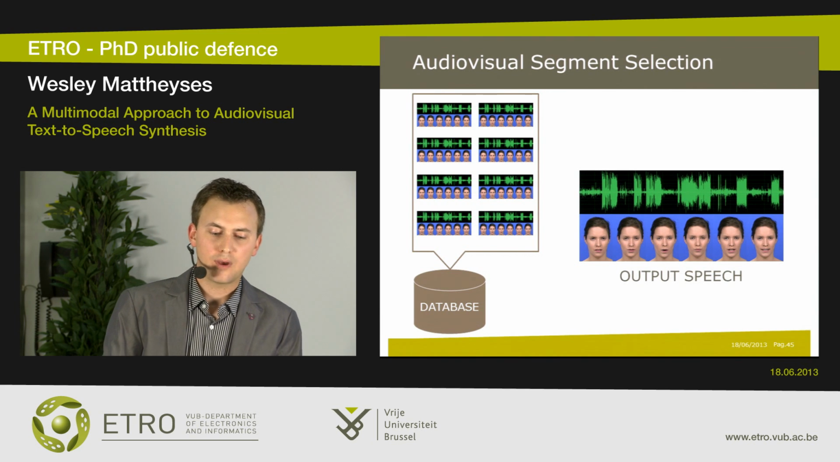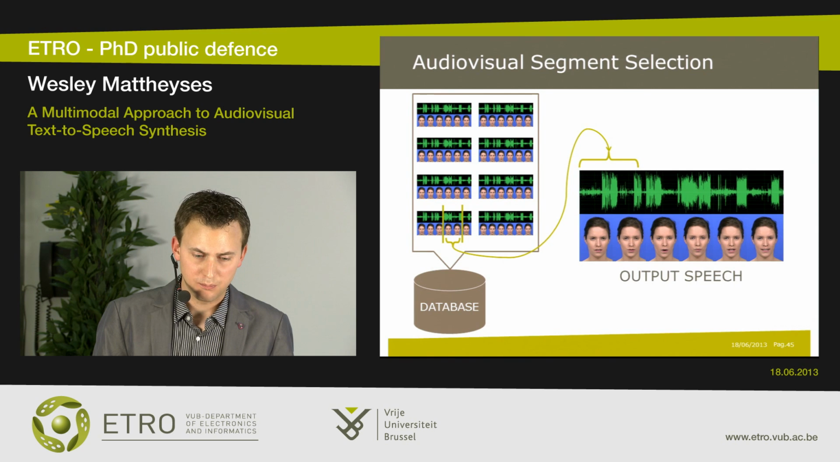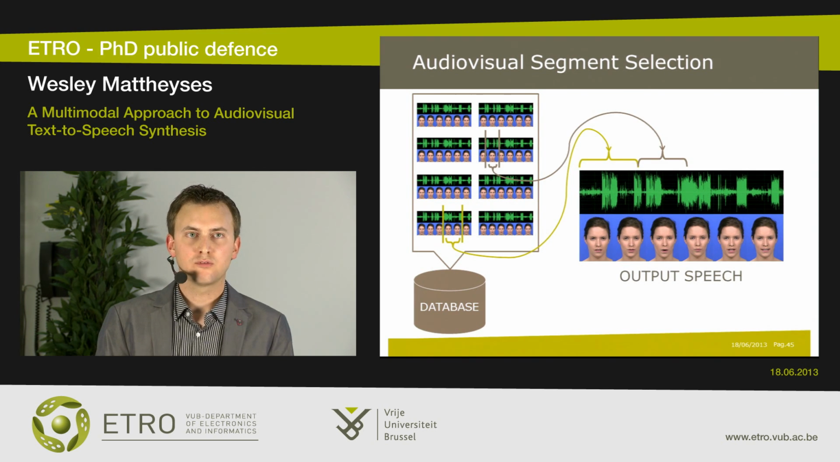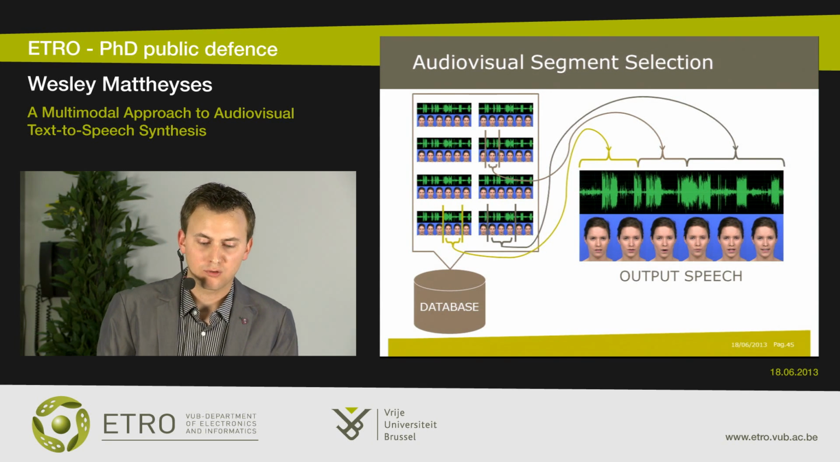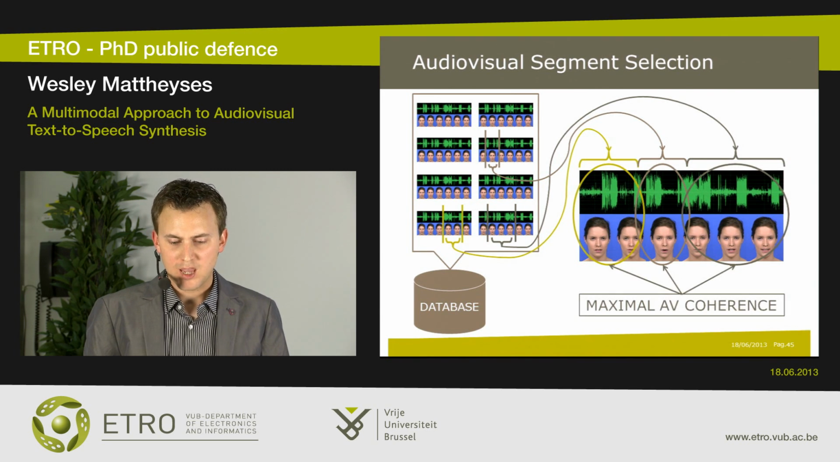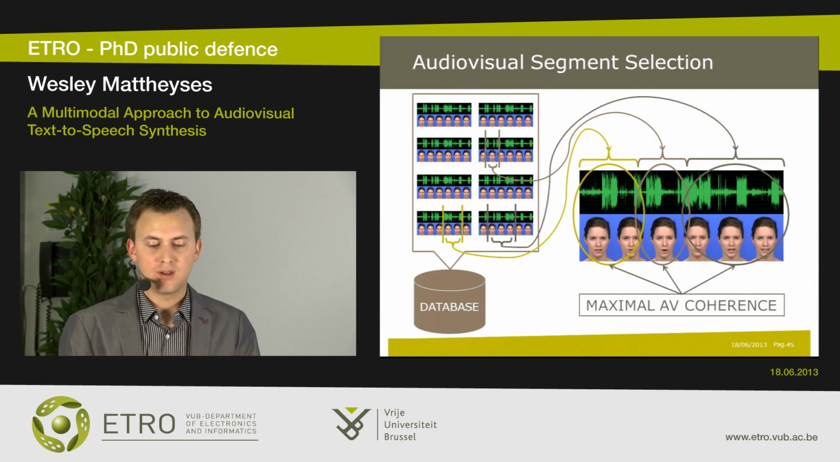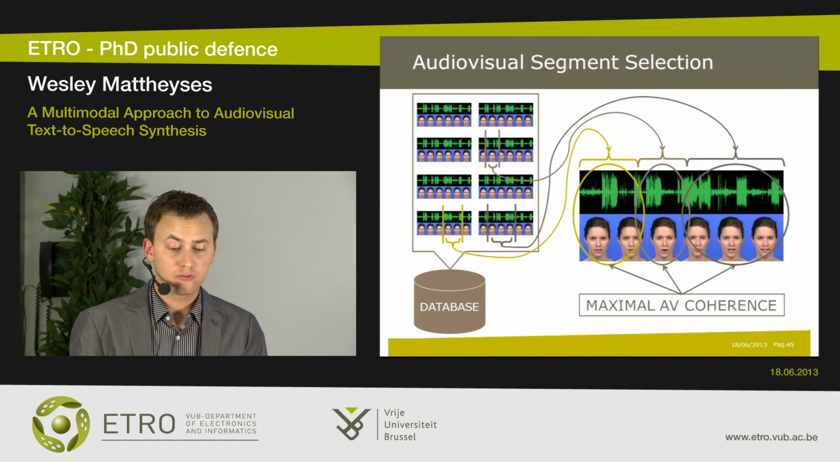So to summarize, how do I go from my database to my output speech? Well, to put it simply, I just reuse original speech information from the database that I put after each other. And because we select original combinations of auditory and visual speech information, in my output speech, I have a maximal level of audiovisual coherence, because in the output speech, I also have always this original combination of acoustic and visual speech information.